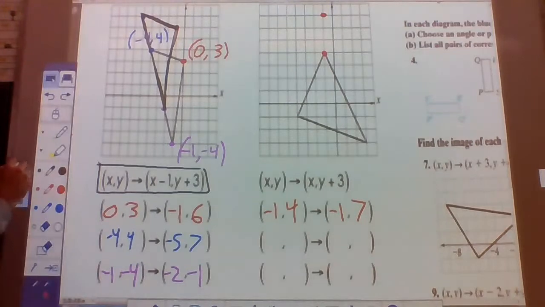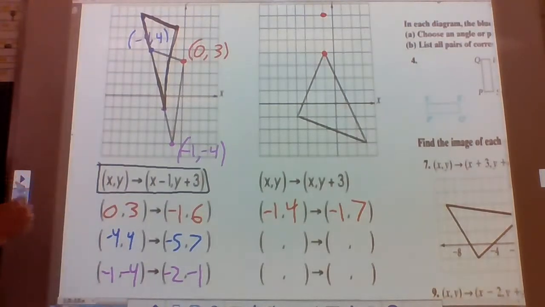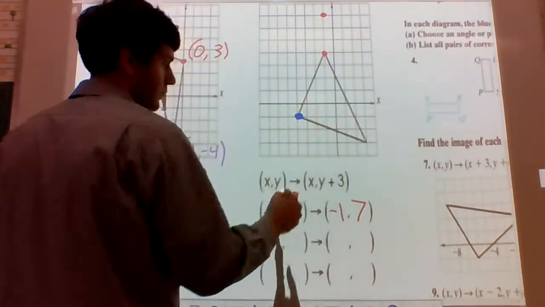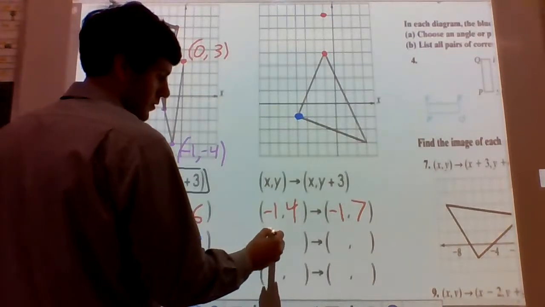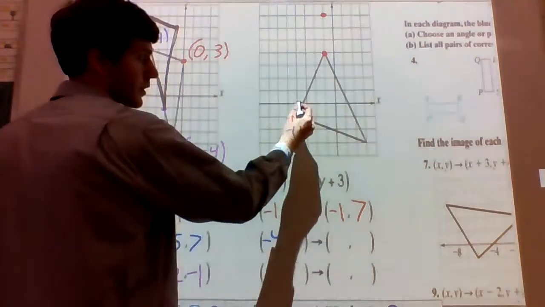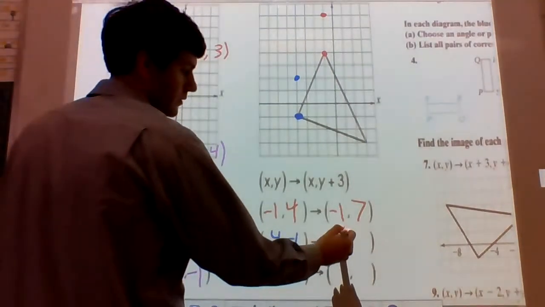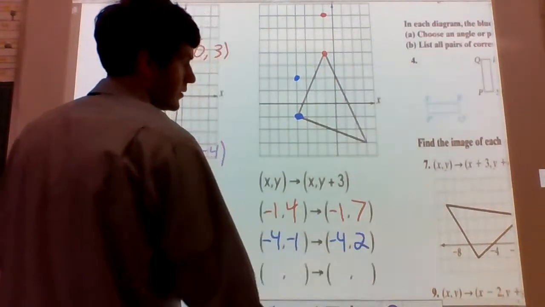Let's pick the next one. Let's pick another point. How about this one? Negative 4, negative 1. Again, we just want to go up 3 points. That's it. So negative 4 stays the same, and this becomes a positive 2.